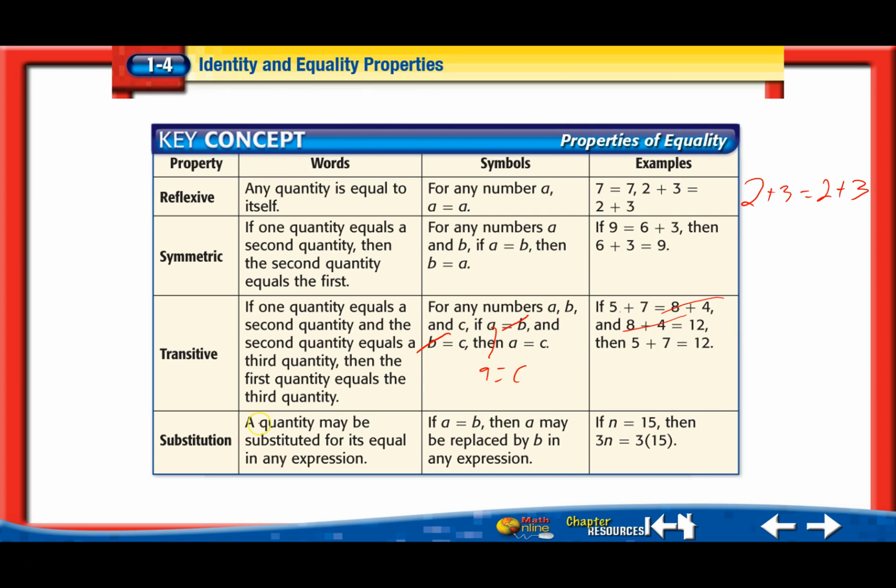Substitution, we'll do this a lot. A quantity may be substituted for its equal in any expression. So if a equals b, then a may be replaced by b in any expression. So if n equals 15, then 3n equals 3 times 15, where we substituted 15 in for n.